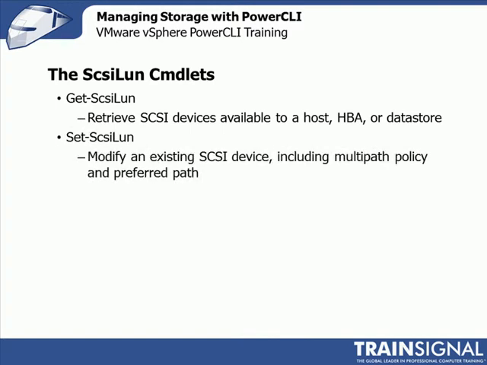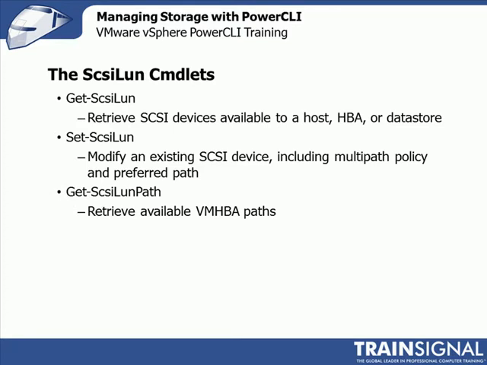We can use Set-ScsiLun to modify an existing SCSI device, and you can change your multipath policy and preferred path. Multipath policy, for example on Fibre Channel, is for when you have multiple pieces of fiber and you want to determine how those pieces of fiber are selected, which ones are going to be used. There's a couple of options there, and I'll explain those shortly.